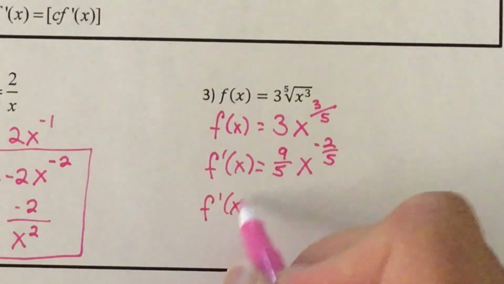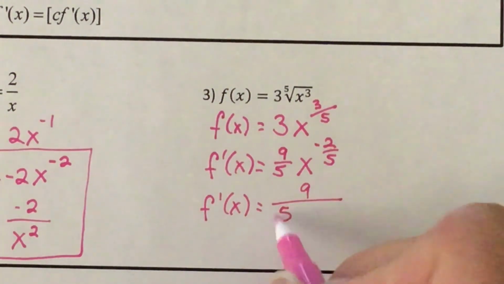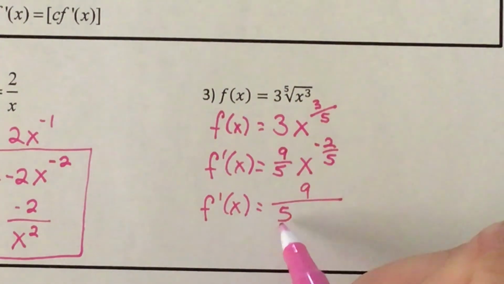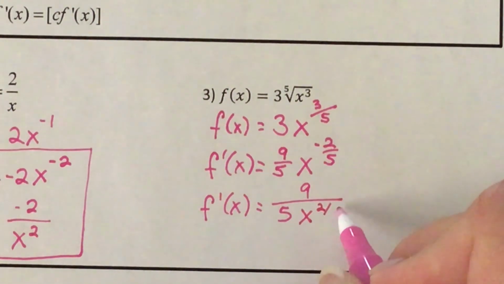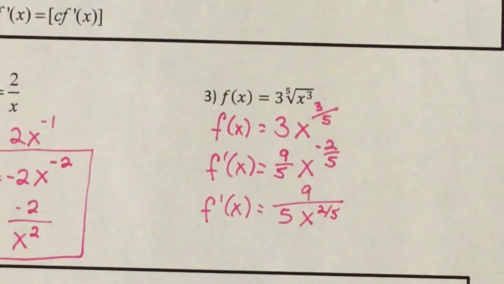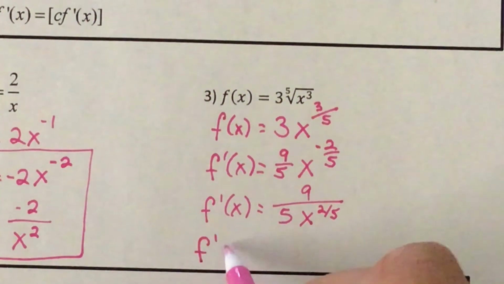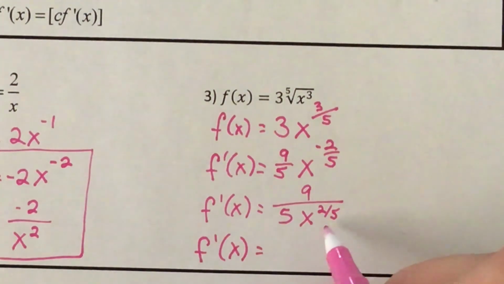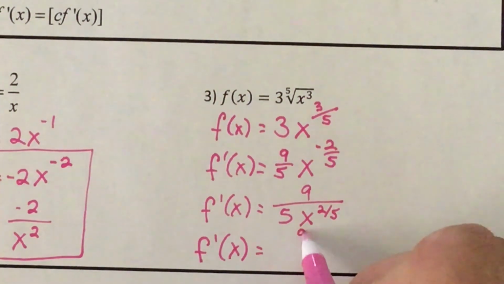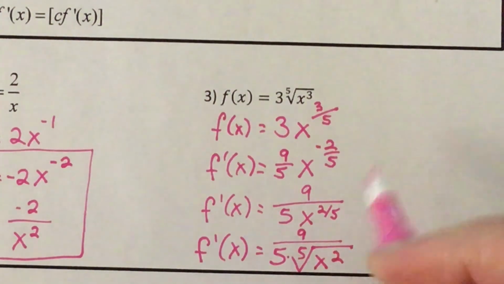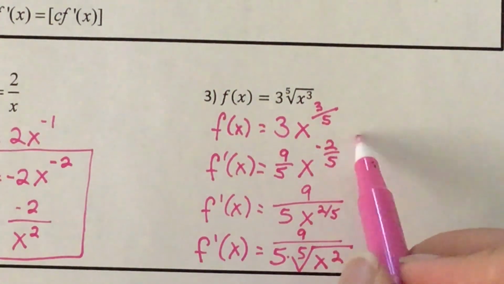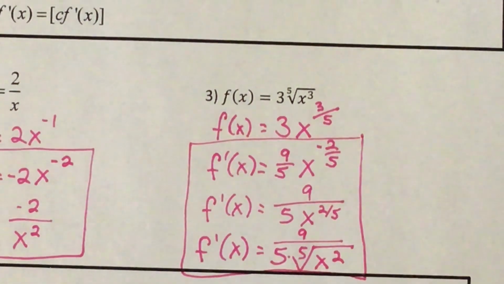So f prime of x equals 9/5, right? So you keep the coefficient on the top, the bottom stays on the bottom. Negative exponent moves to the bottom, so x to the positive 2/5. And then if you're asked to put it back in radical form, you really just take the 5 and move it out as the root. So it's 9/5, that 5, times the 5th root of, so that 5 is here, x squared. The power stays the power. Any of these is a valid answer. Just make sure that you're actually answering what the problem is asking you.